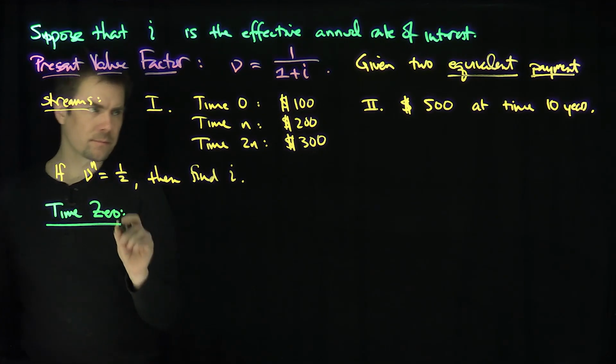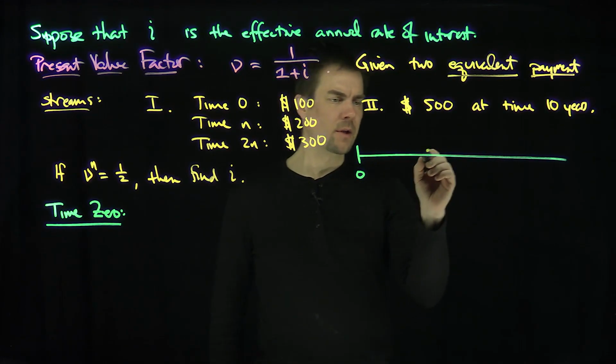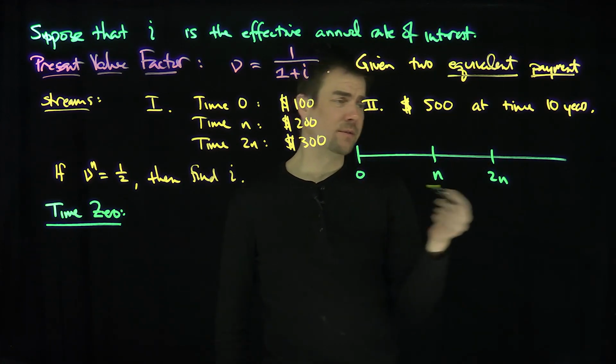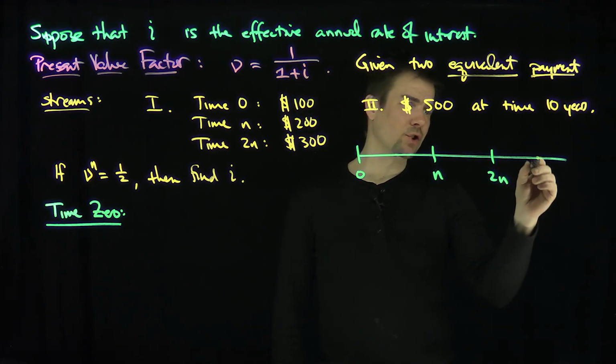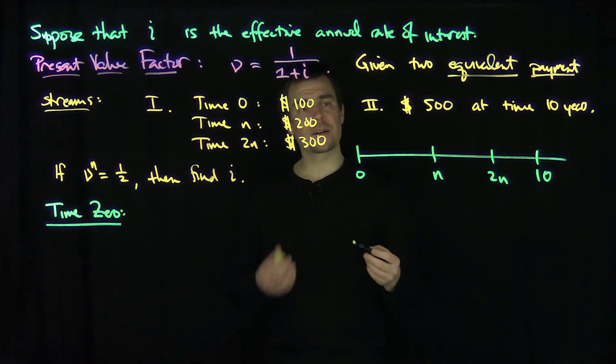So at time 0, we can look at our streams. Here's our payment streams. Here's time 0 over here. Here's time n. Here's time 2n. I don't know where time 10 is relative to n. I could put it sort of anywhere I wish, right? I'm just going to sort of arbitrarily put it over here. Okay? Now we have to bring everything back to 0.